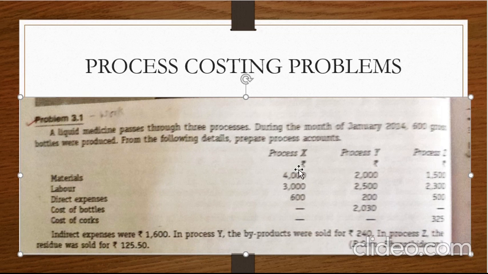So the first process it undergoes is process X, then process Y, and process Z. It's asking us to prepare the process account for each and find out the cost which has been incurred. In process Z, the residue was sold for 125.50. So now let us get into the problem.